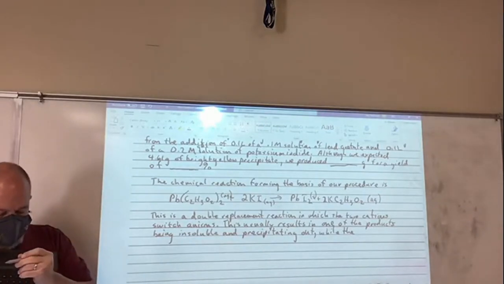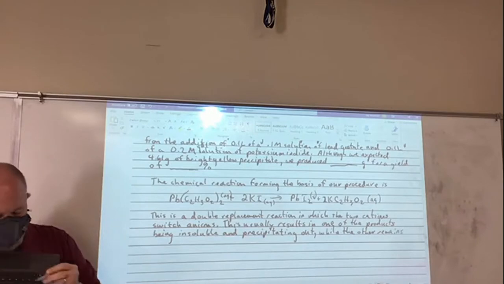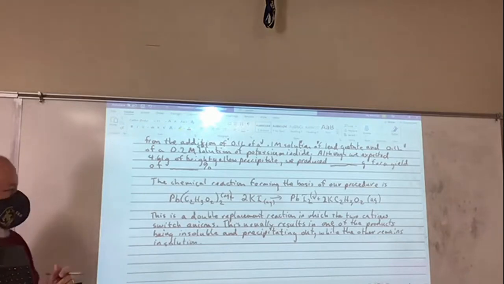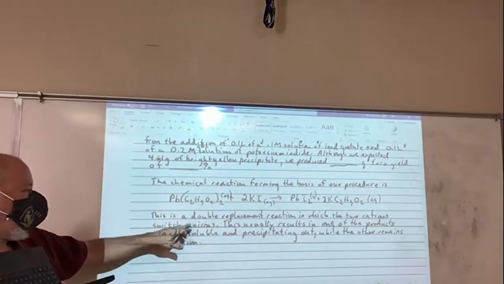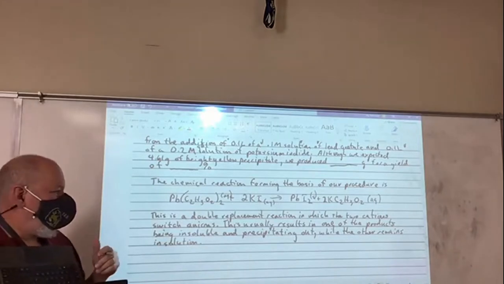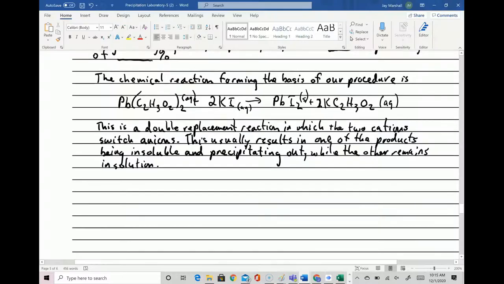So, precipitating out while the other remains in solution. Okay, so this is a double replacement reaction in which the two cations switch anions. This usually results in one of the products being insoluble and precipitating out while the other remains in solution. Okay.